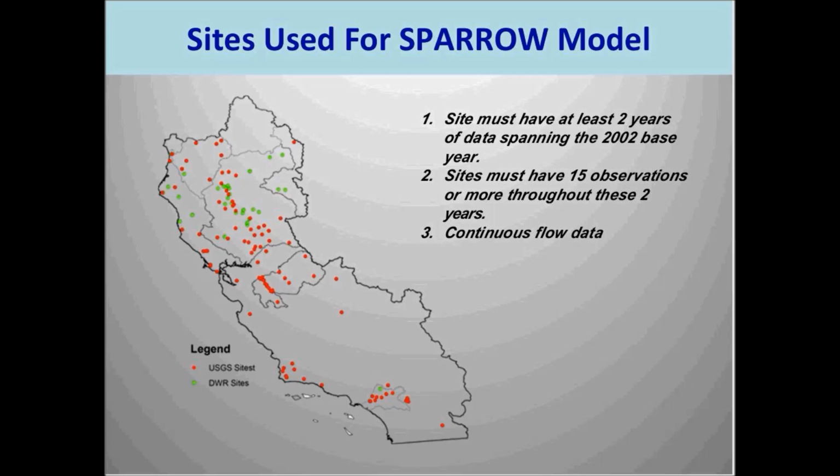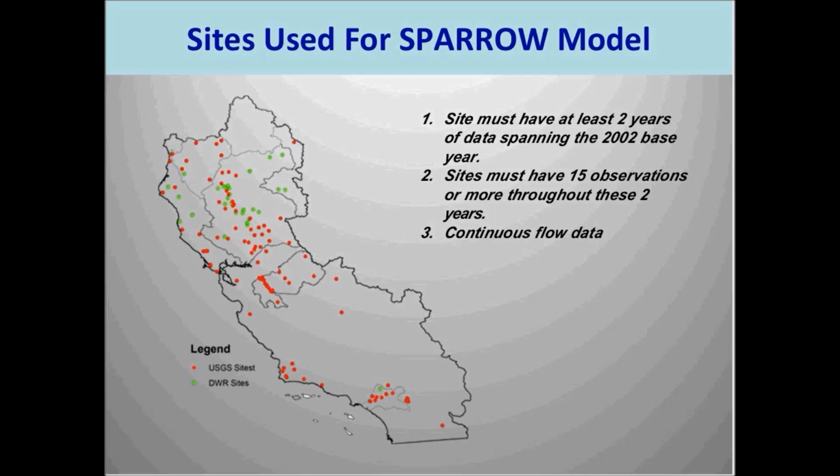Unfortunately, with all those thousands of data sets that we had, we only came down with 124 sites that can be useful and used in SPARROW, because the data has to span the 2-year base year of 2002. They have to have at least 15 observations, and they have to be accompanied by a continuous flow record for those 2 years for calibration.